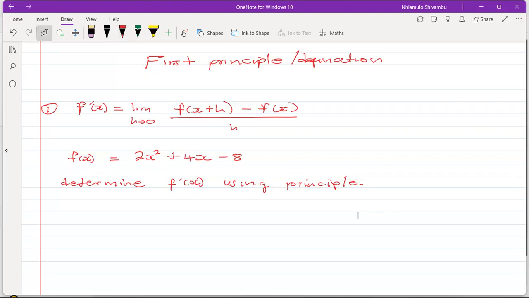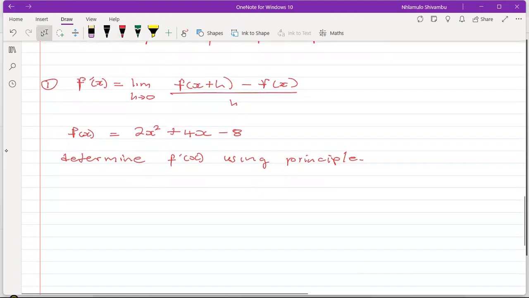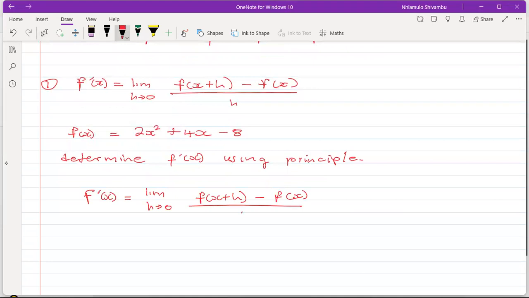So we're going to use the formula that we have. We'll start by writing the formula. The formula goes by f prime x equals the limit as h approaches 0 of f of x plus h minus f of x over h. So the limit as h approaches 0, we're trying to find out what the function will approach as h gets to 0. To get that limit, we're simply going to substitute 0 where there is h.